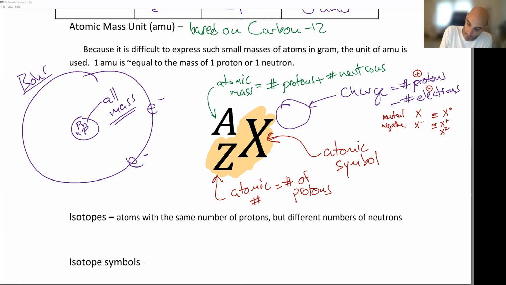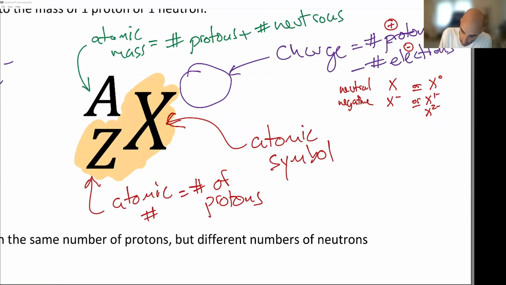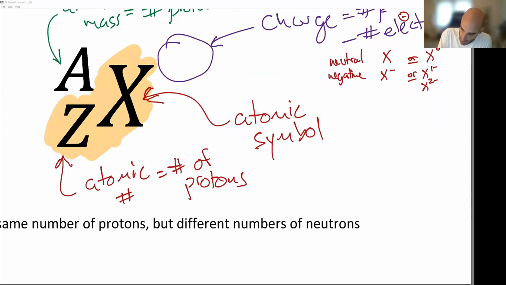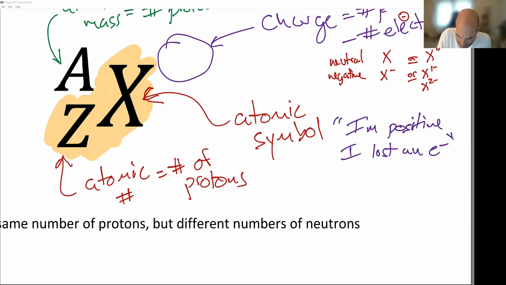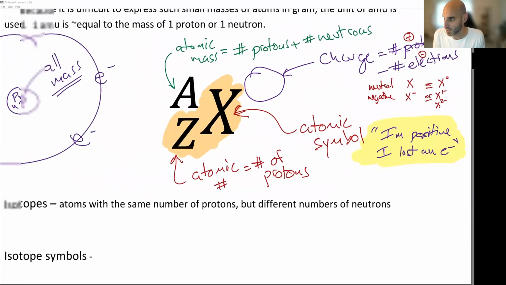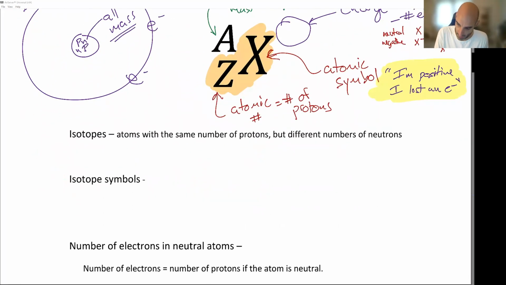Yeah, and the last thing that I'm going to say, we're going to start doing charge eventually. The one thing that I want, the mnemonic, I hope you guys remember, is I'm positive I lost an electron. Okay, so I'm positive I lost an electron. That's going to be our, right, losing electrons. If you are gaining electrons, then you're going to be a negative charge, or I'm positive, I lost an electron. Okay, it's a decent way to remember that.